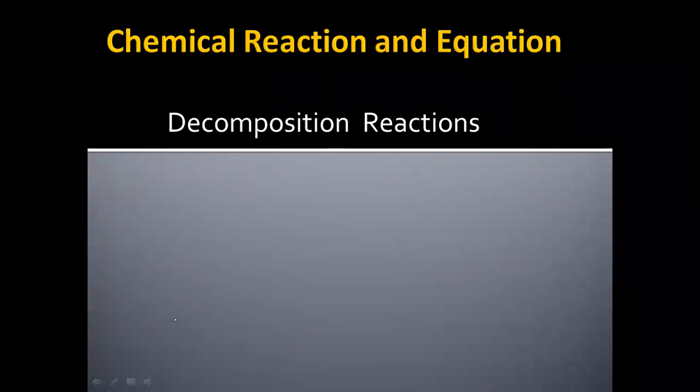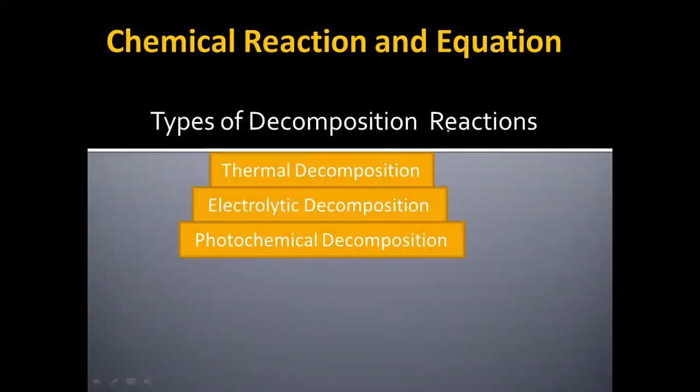What will we study here? We'll study types of decomposition reaction. The very first type is thermal decomposition, then electrolytic decomposition, then photochemical decomposition. Thermal decomposition, as the name suggests, deals with heat. Heat is the energy that we provide to decompose a substance.